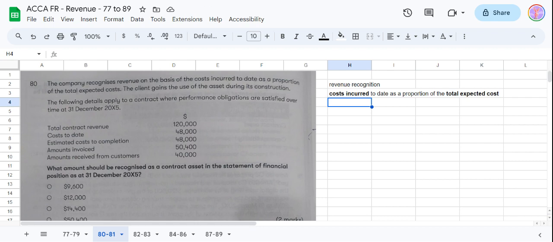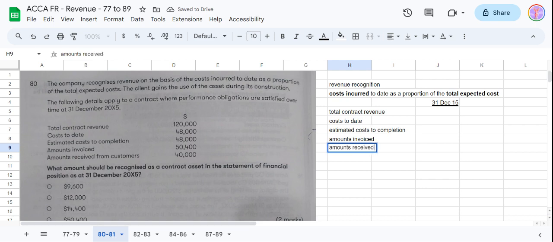The following details apply to a contract where performance obligations are satisfied over time, at 31st December 15. So we have total contract revenue, cost to date, estimated cost to completion, amounts invoiced, and amounts received from customers.